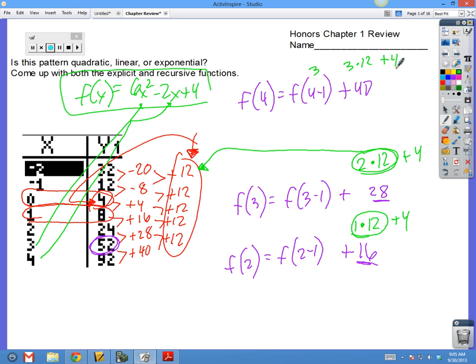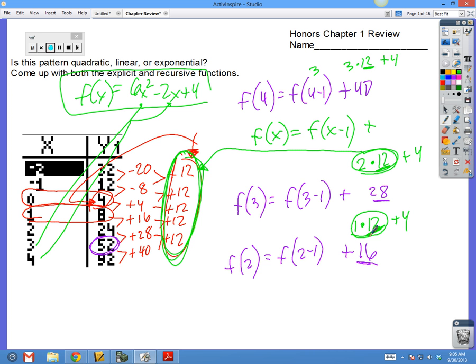So, to get the answer at any x, you look at the answer of the one before it, and you're going to have to add something. You're always going to have to add something to do with that 12. So in this case, I'm adding 28, 16, and 40. And I am multiplying by 12 every time. But what number am I multiplying by 12?